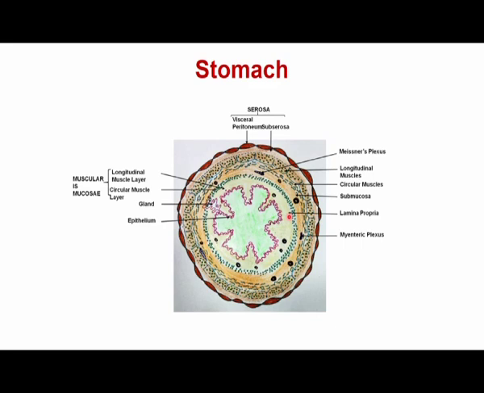The glands are mostly present in the submucosal layer, and this epithelial layer is also used as a protective layer to protect the stomach from the action of acid and digestive enzymes. In many cases, this mucosal or epithelial layer is damaged very heavily, and that leads to a disease condition known as ulcer. All these disease conditions we are going to discuss in subsequent classes.